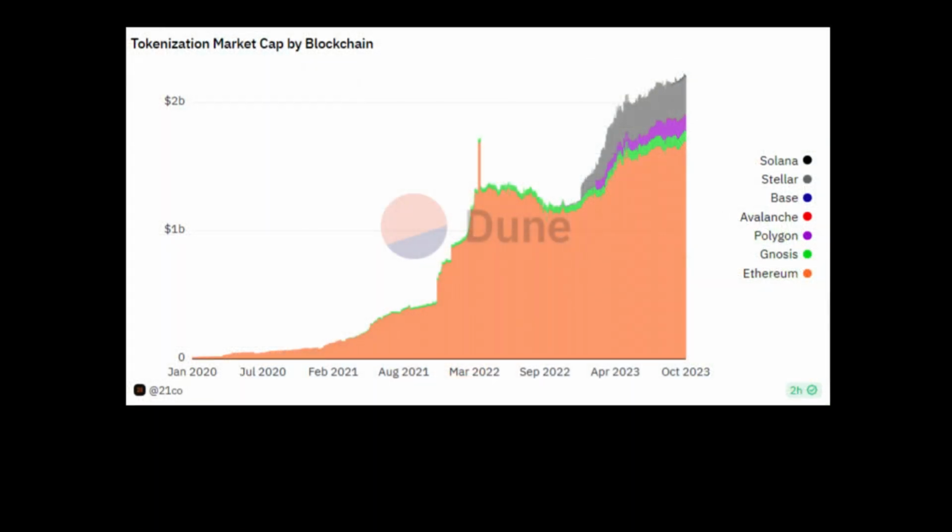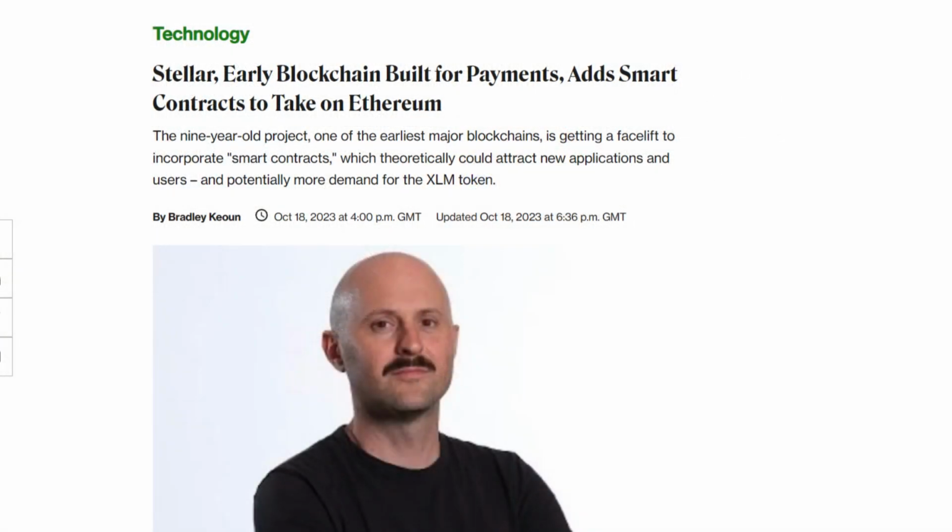Here is a chart from the same dashboard showing the spread of tokenization amongst different blockchains. Ethereum is leading the way for the apparent reason of having the most considerable liquidity, followed by Stellar, a payments-focused public blockchain. Stellar recently announced that they will now work on promoting DeFi on its blockchain to give Ethereum some competition, followed by Polygon, Gnosis, and Avalanche.